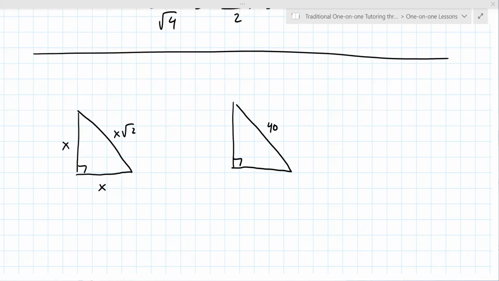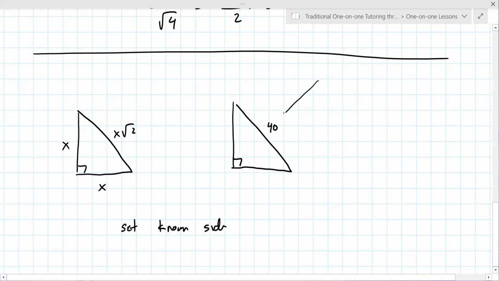How are you doing on this one? I'm just a bit confused. Okay, so you set the known side. Which is the known side? 40. You set the known side equal to the reference side. What is the reference side? X root 2. Yes. So this is the reference triangle on the left, and we're going to do this for a lot of the problems we're going to look at today. So this is going to be a continuing theme.